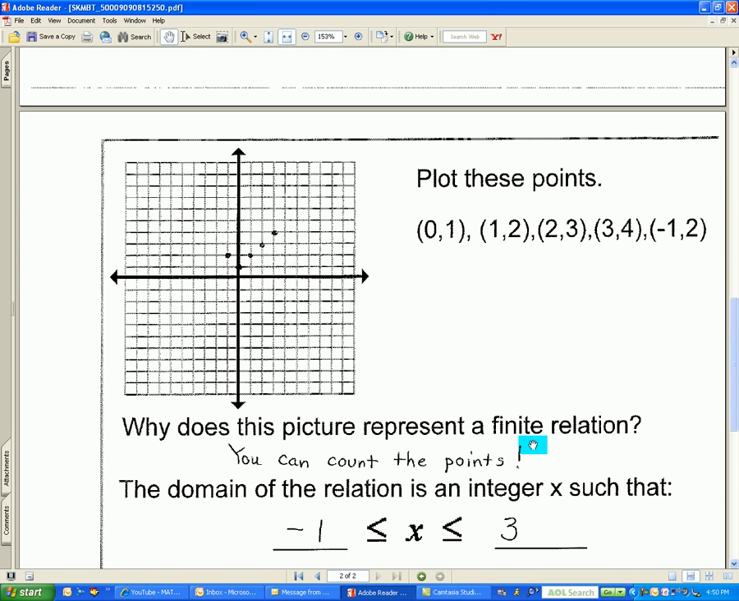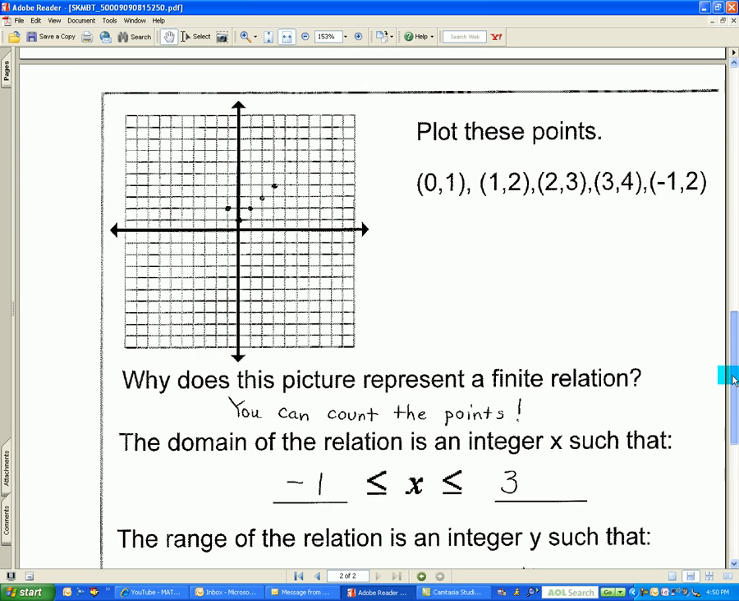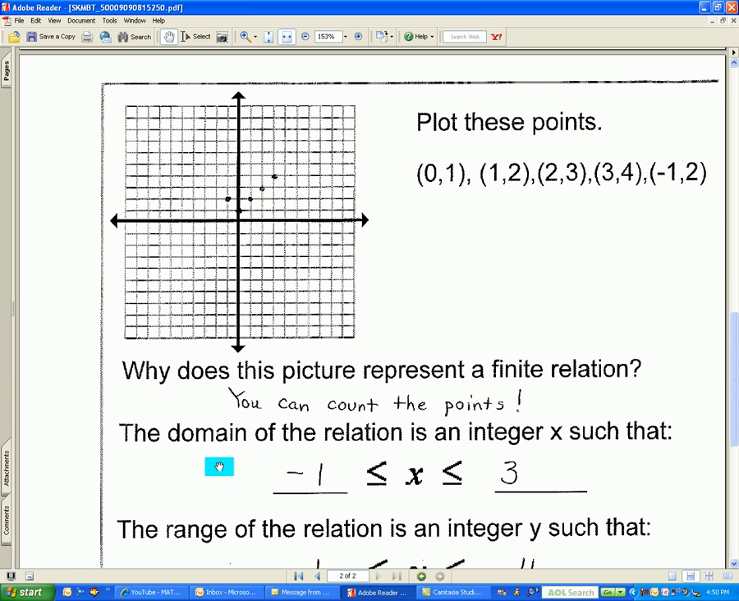Why does this picture represent a finite relation? The reason, you can count how many points you have. 1, 2, 3, 4, 5. It stops. The domain of the relation is an integer x such that, okay, you have a blank less than or equal to x less than or equal to another blank. X is the letter we use for domain.